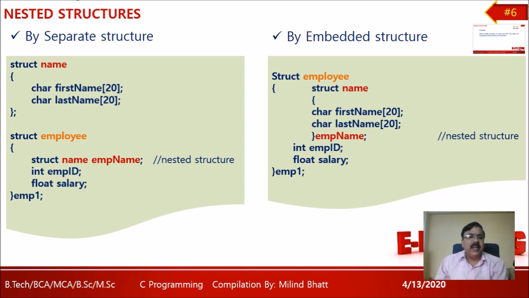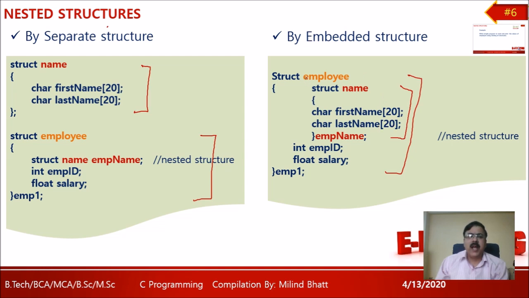in the first case I have defined one structure and I have called its variable inside another structure. These are two separate structures. But in case of this, you may easily observe that an inner structure is declared inside one outer structure. This is called embedding inside another.